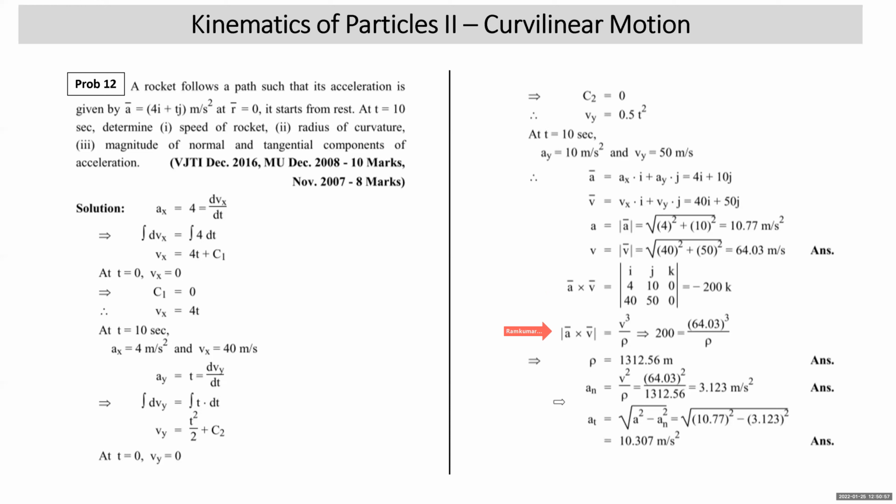So rho is arrived at. Once you get rho, an is v square upon rho. Substitute the values of v and rho, you get an. And tangential acceleration is square root of a square minus an square. Substitute the value of a, substitute the value of an, you get the tangential acceleration.